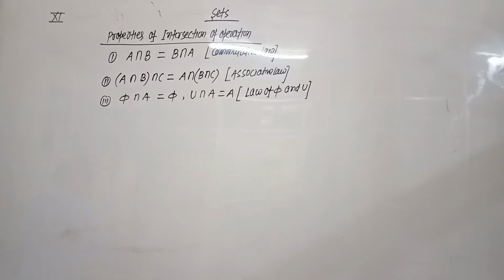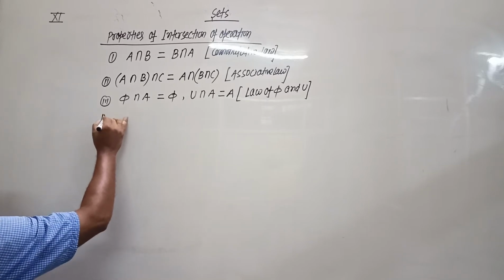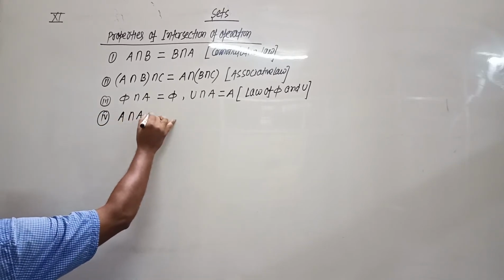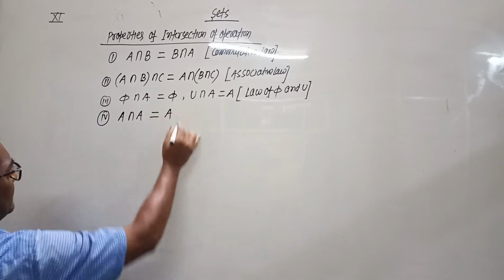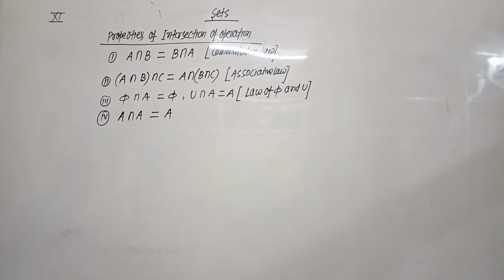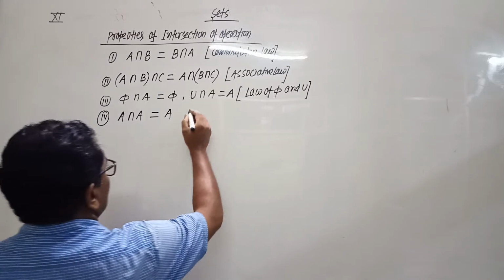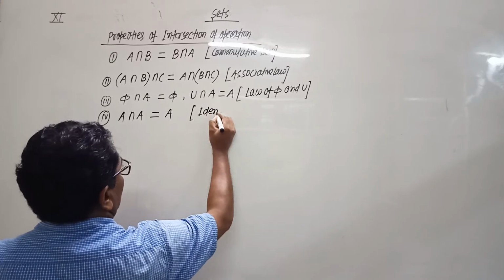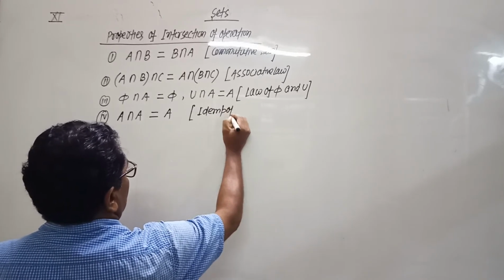Then A intersection A equals A. A intersection A is equal to A. And this is called idempotent law.